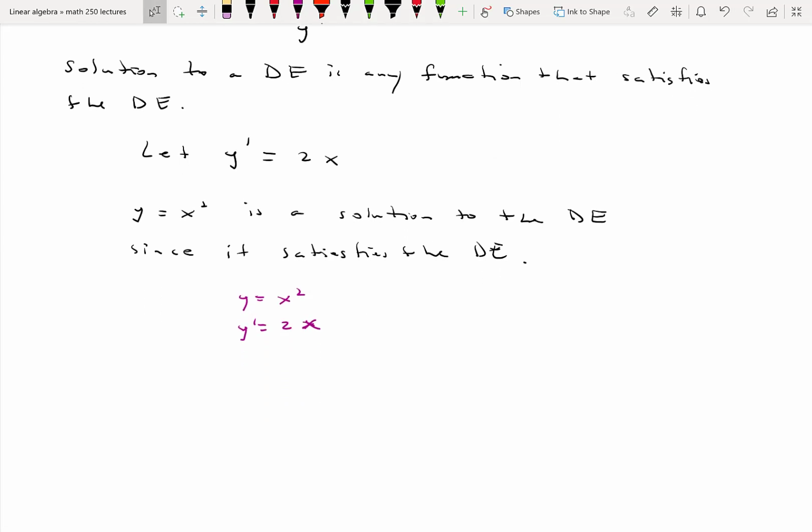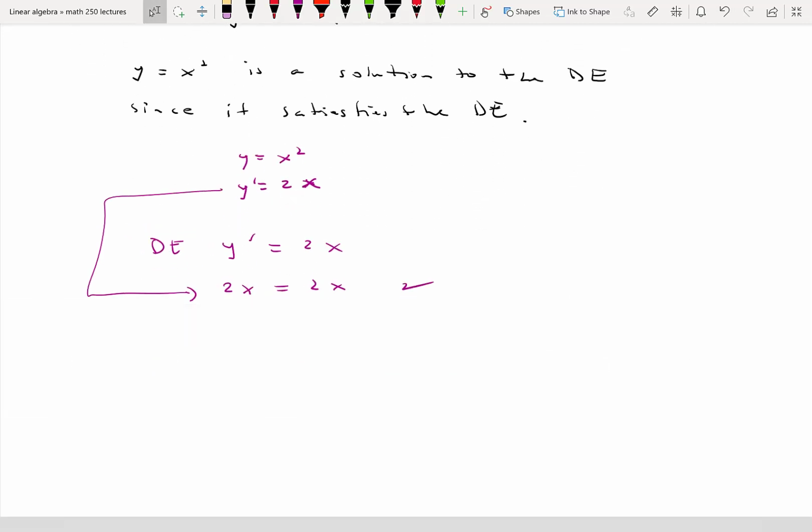You notice that if y equals x squared, then y prime equals 2x. So the differential equation, the DE, was y prime equals 2x. So if you substitute the derivative into the differential equation, it works. Okay, so any function that when you substitute into the differential equation, it works, is called a solution.